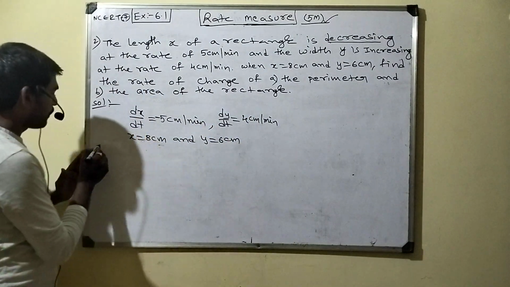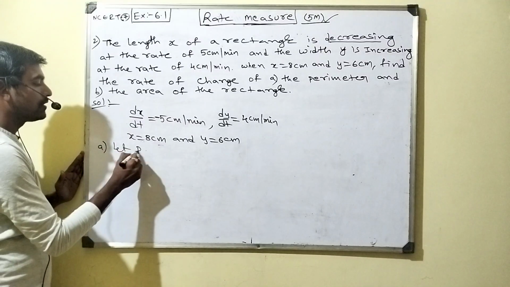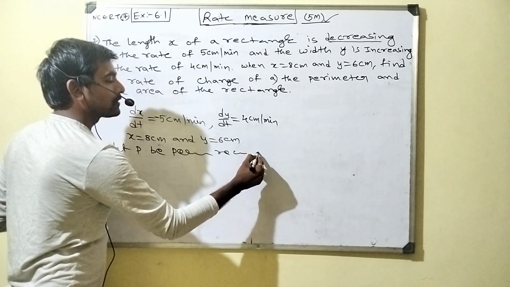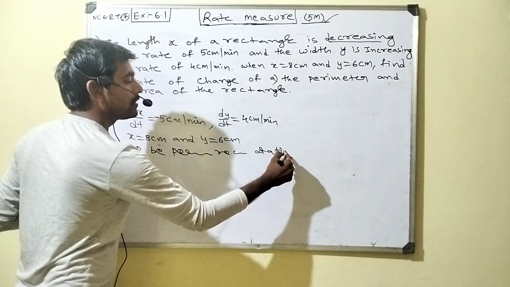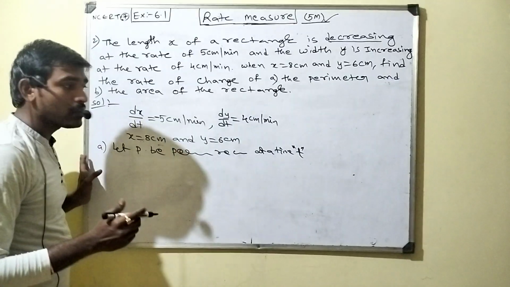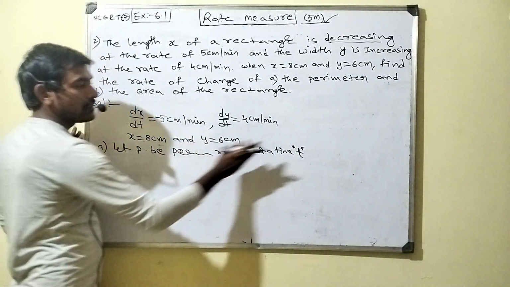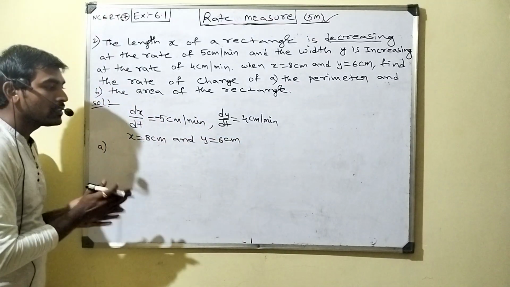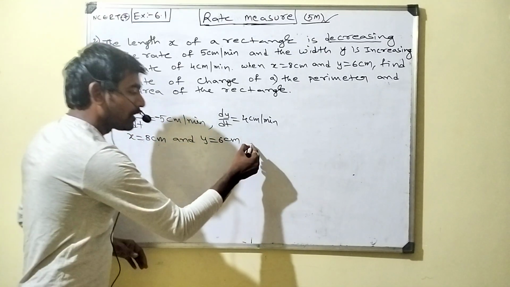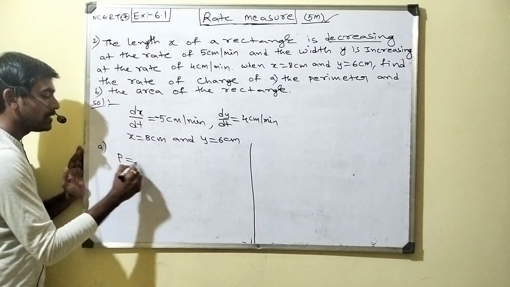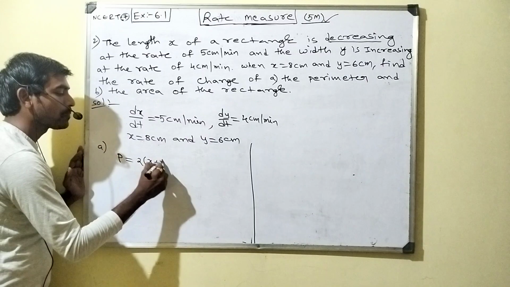Now, let P be the perimeter of the rectangle at a time t. What is the formula for the perimeter of the rectangle? I hope you know how to write this. Let P be the perimeter of the rectangle. Please write the sentence: P is equal to 2 of (x plus y).